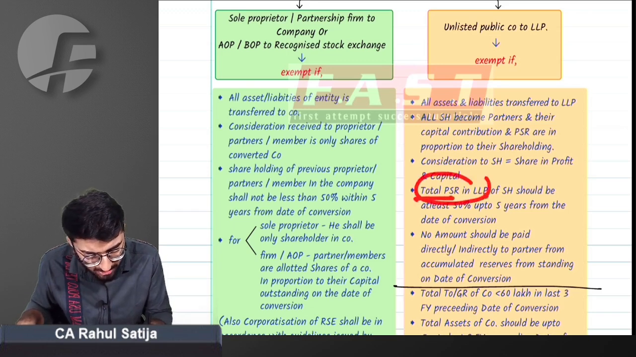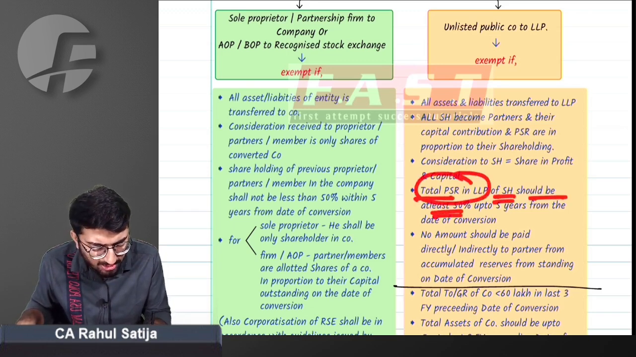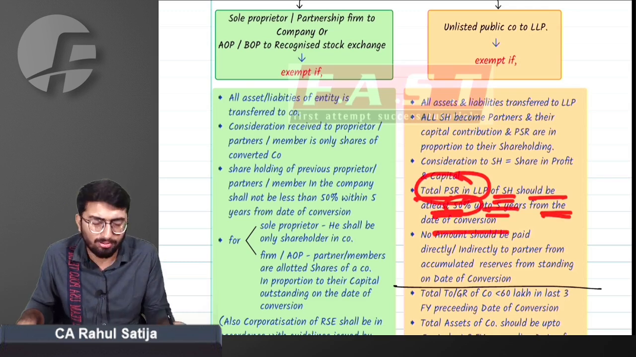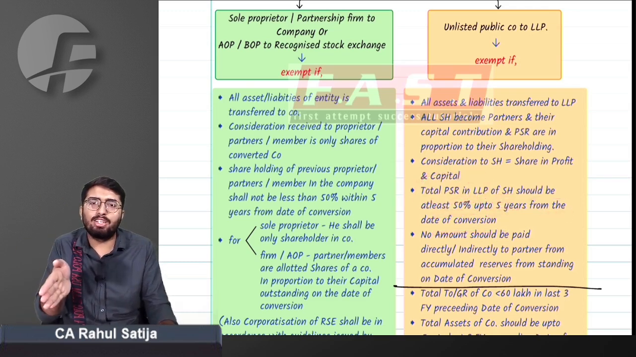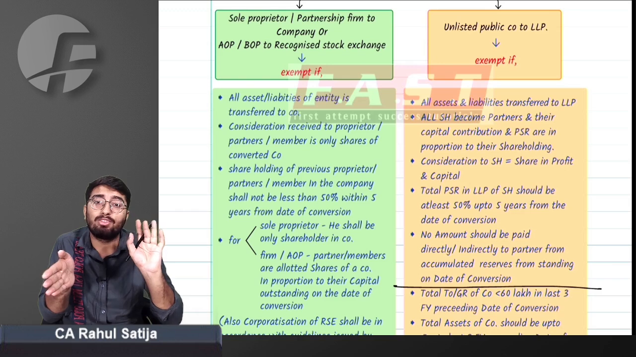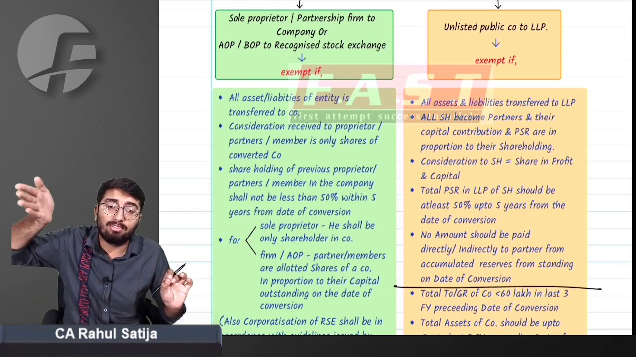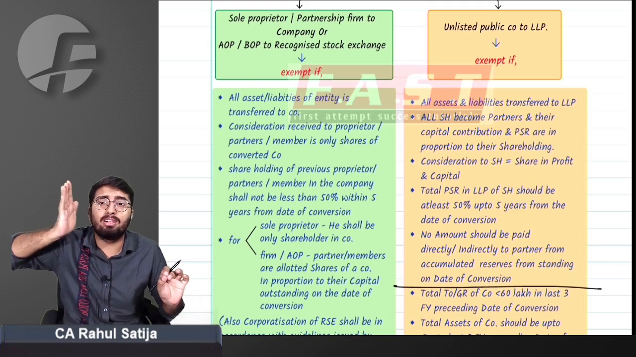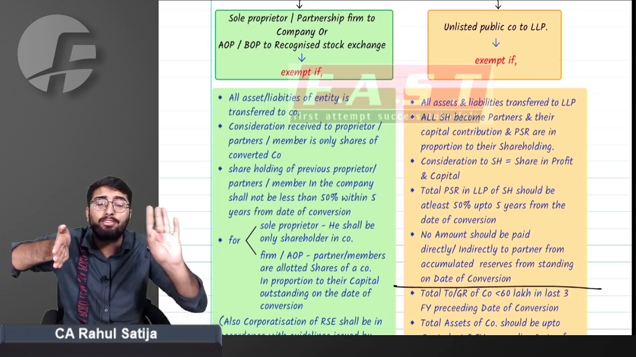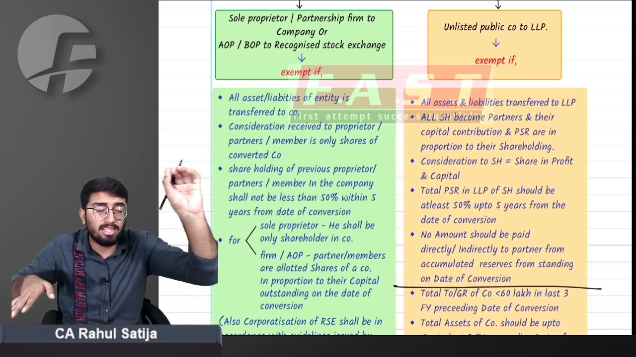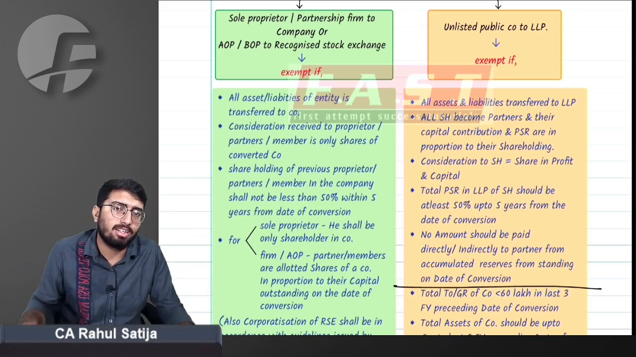The fourth condition is that the PSR of the shareholders in the LLP shall be at least 50% up to 5 years from the date of conversion. Those shareholders that were partners in the LLP at the time of conversion shall continue to have at least 50% of the PSR till the end of the 5th year from the date of the conversion.